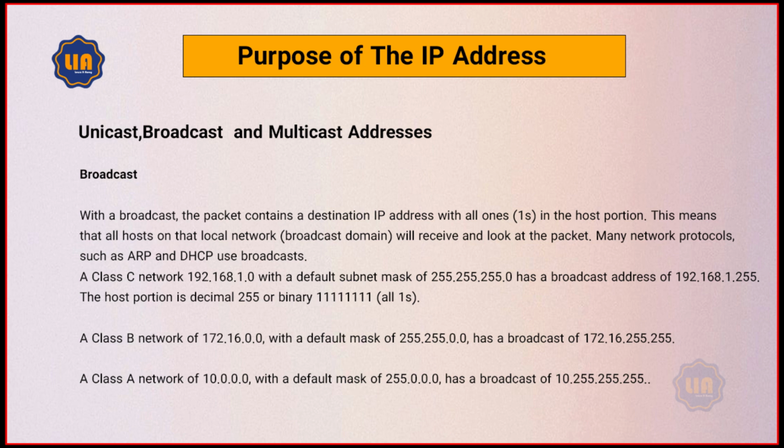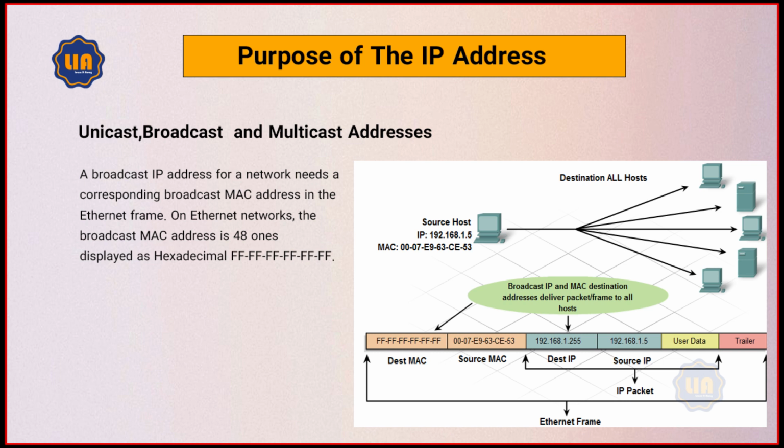A Class B network of 172.16.0.0, with a default mask of 255.255.0.0, has a broadcast of 172.16.255.255. A Class A network of 10.0.0.0, with a default mask of 255.0.0.0, has a broadcast of 10.255.255.255. A broadcast IP address for a network needs a corresponding broadcast MAC address in the Ethernet frame.